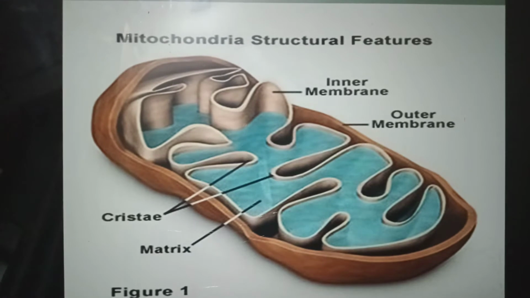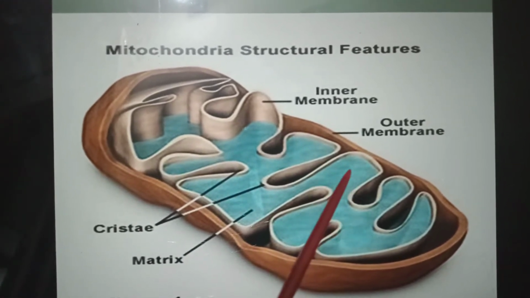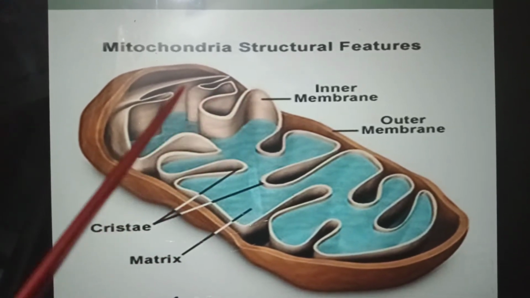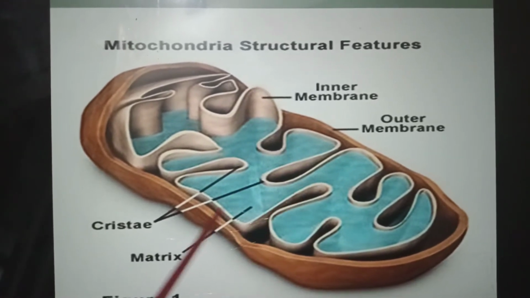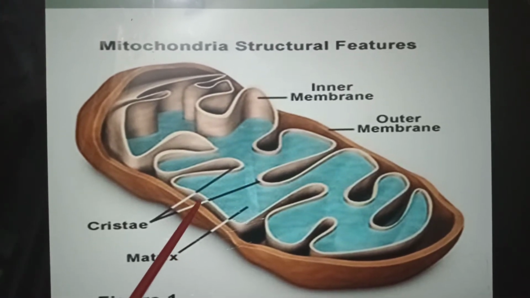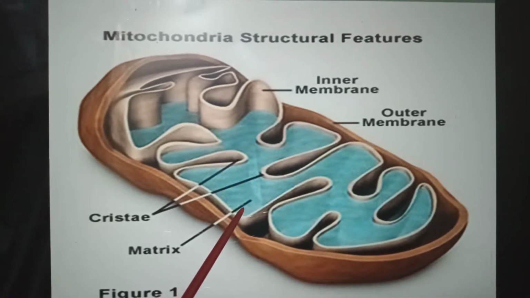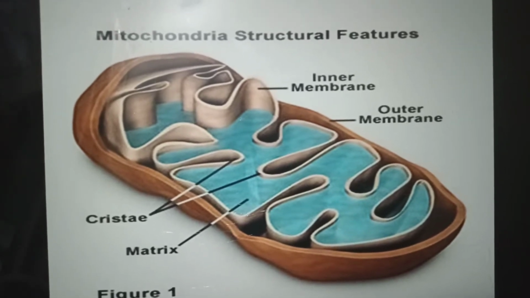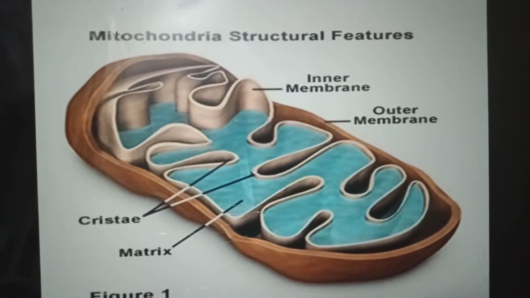The outer membrane of a mitochondrion is smooth, but the inner membrane forms infoldings. So here you can watch the infoldings, which are known as cristae. In the inner mitochondrial matrix, this fluid is the mitochondrial matrix. This serves to increase the surface area of the inner membrane on which the membrane bounded reactions can take place.